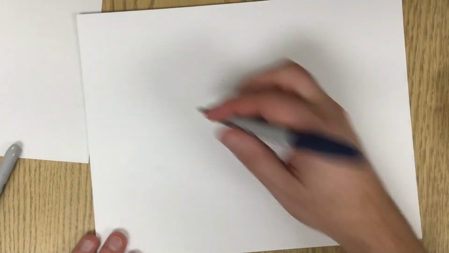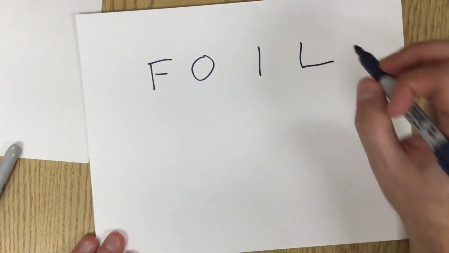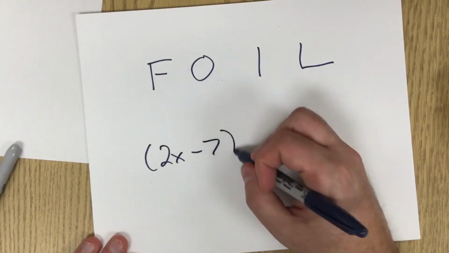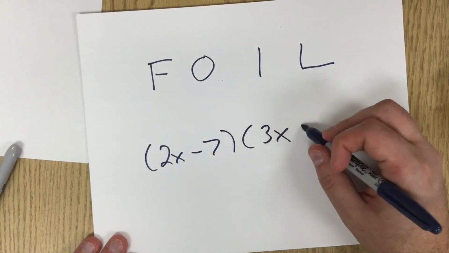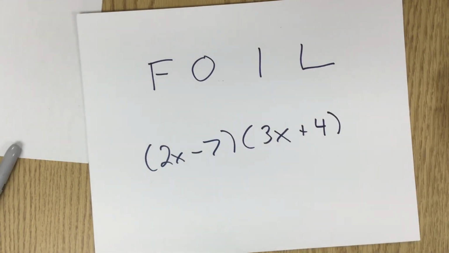Before I move on, I'm just going to quickly say, I said FOIL was an acronym that we use. And it's not a very useful one, actually. It's not one I would memorize for sure. But it's a faster way of saying multiply binomials. So what does it mean?